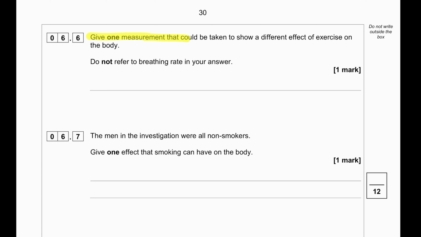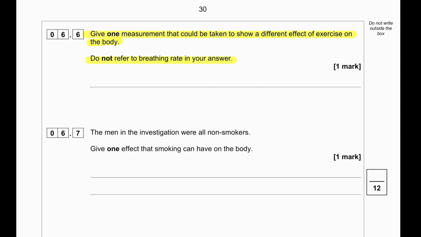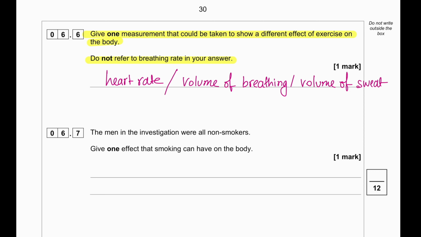Give one measurement that could be taken to show a different effect of exercise on the body. Do not refer to breathing rate in your answer. Since in this particular answer we cannot talk about the breathing rate, we can talk about the heart's pulse rate, the number of beats per minute for the heart. We can also talk about the volume or the depth of breathing during the exercise, and the volume of sweat that is produced during the exercise, or the body temperature increase during the exercise.